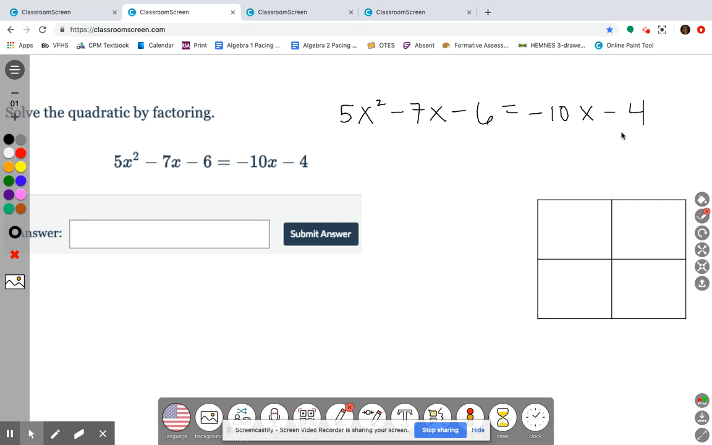And again, just like the last lesson, you always want to start by getting it into standard form. So we want to make sure that it's in descending order and that it's set equal to 0. So I need to get this 10x to the other side. It's negative, so I'm going to add 10x, right underneath the other x. And I need to get this negative 4 to the other side as well. So I'm going to add 4, since it's a negative, do the opposite.